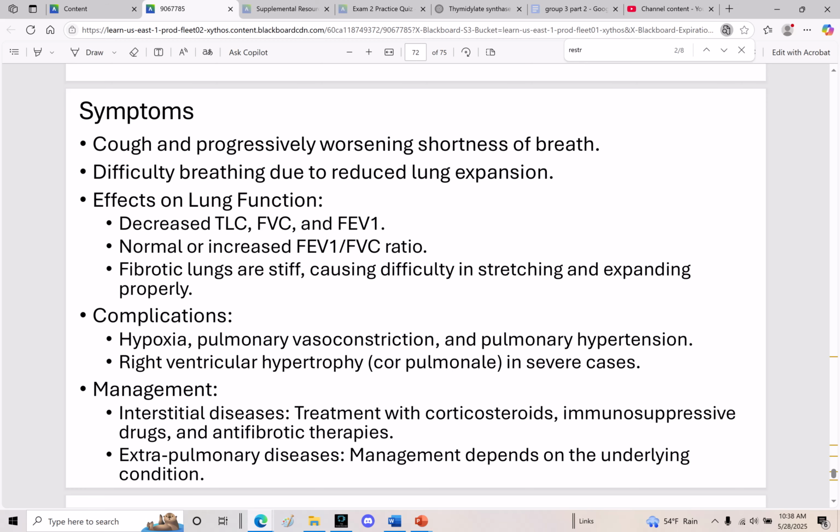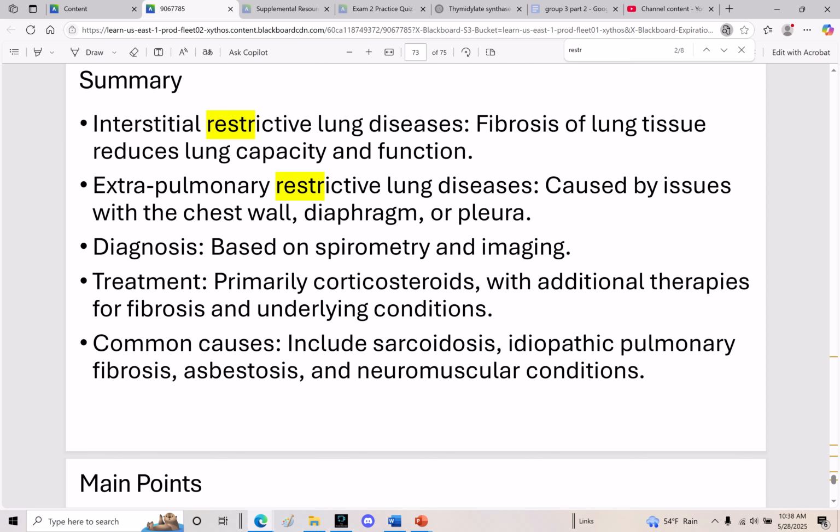History is revealing. If you are interviewing somebody who worked in coal mining for 30 years, right? So basically, you're having an understanding of what's going on, right? History will give you a lot, but also spirometry, imaging, and so on. Okay. So treatment primarily corticosteroids. You have additional other drugs for fibrosis. Basically, you're trying to give medication that is going to decrease the amount of fibrous connective tissue, right? Now, sarcoidosis, idiopathic pulmonary fibrosis, asbestosis, and all that we just talked about.